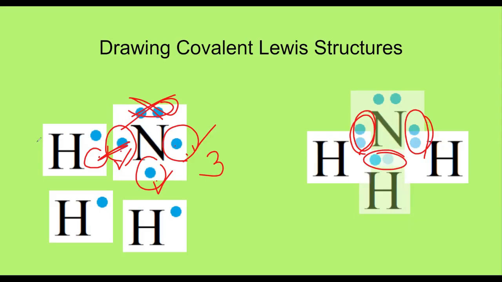Those are shared electrons. This is what's known as a pair, 2 electrons, like a pair of shoes. An unshared pair is one that's not being shared between 2 atoms. Right? Hopefully that makes sense.